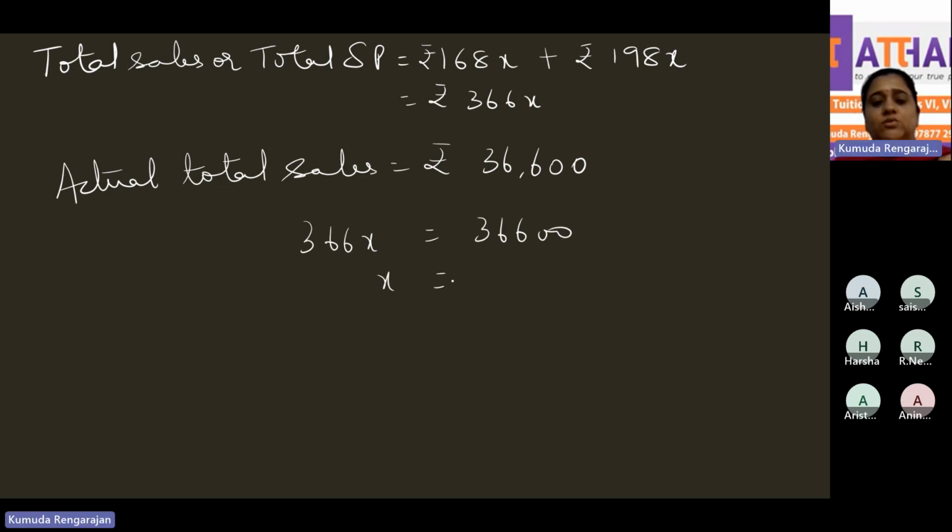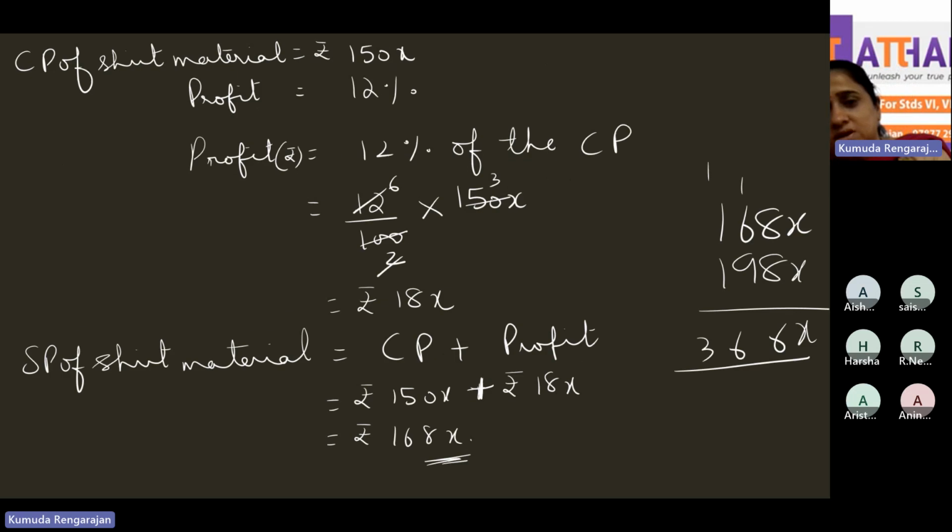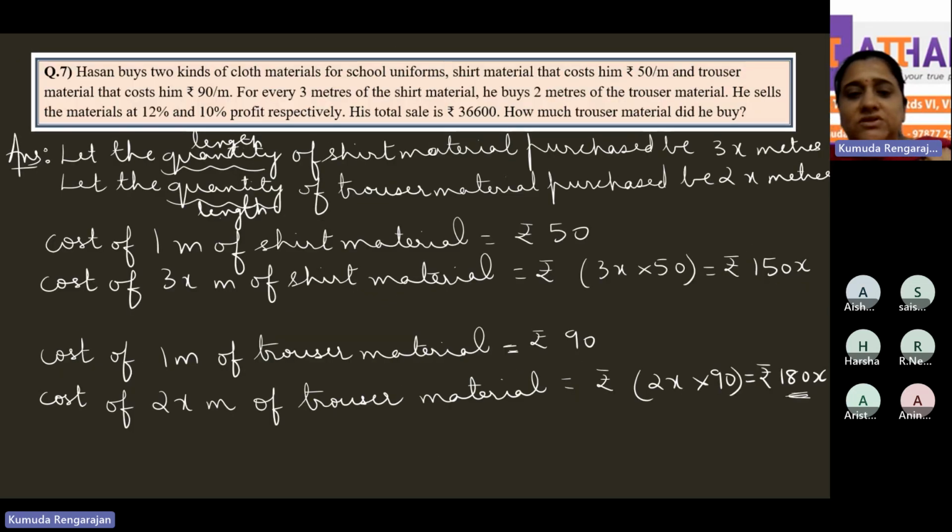So x is equal to 100. We finally got x. And what is the question now? What is the length of trouser material he purchased? He purchased 2x. That means 2 into 100, 200 meters he has purchased. You don't have to write the length of shirt material he purchased because that's not asked.